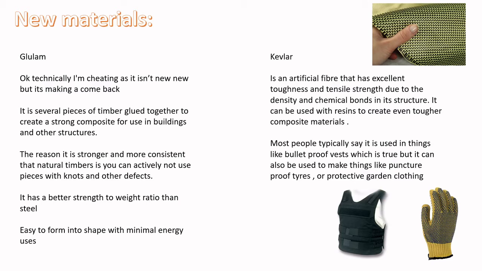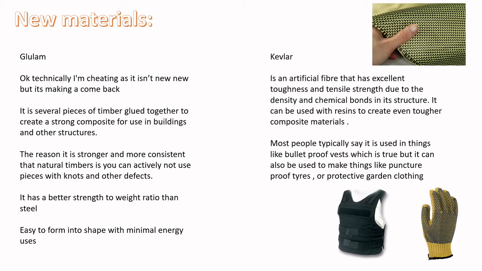The reason why it's so good as well is it's got a good strength to weight ratio compared to steel, because obviously steel is stronger, but it's a lot heavier, whereas glulam isn't. It's also really easy to mold into shape. You can't steam bend it because the glue would weigh, but you can press and clamp it into place to make nice frames for structures, so boats and beams and those sorts of things.